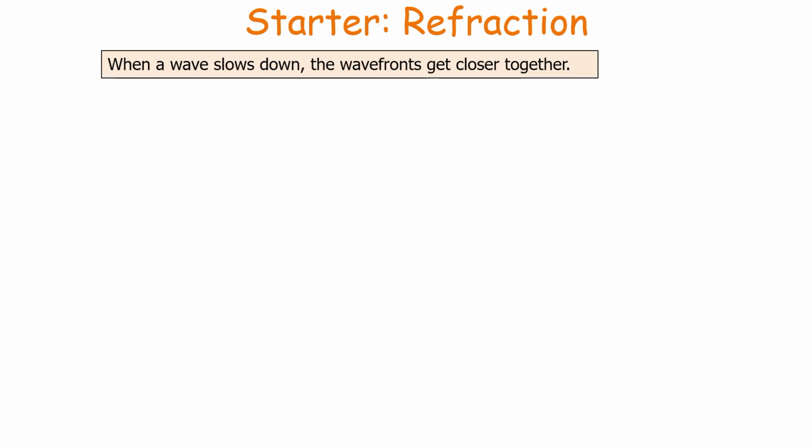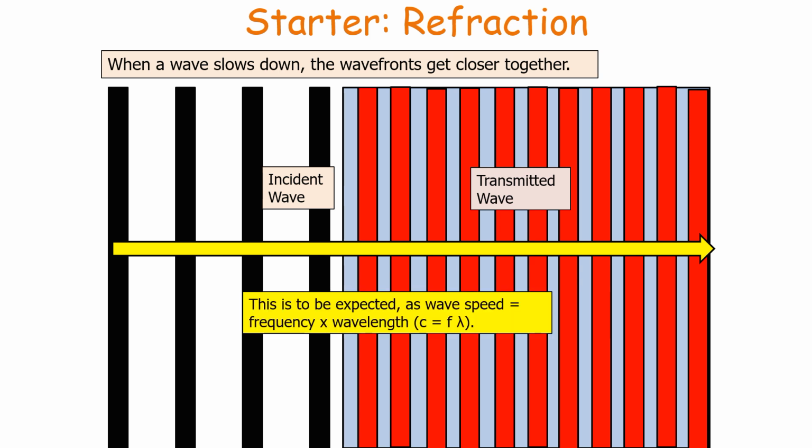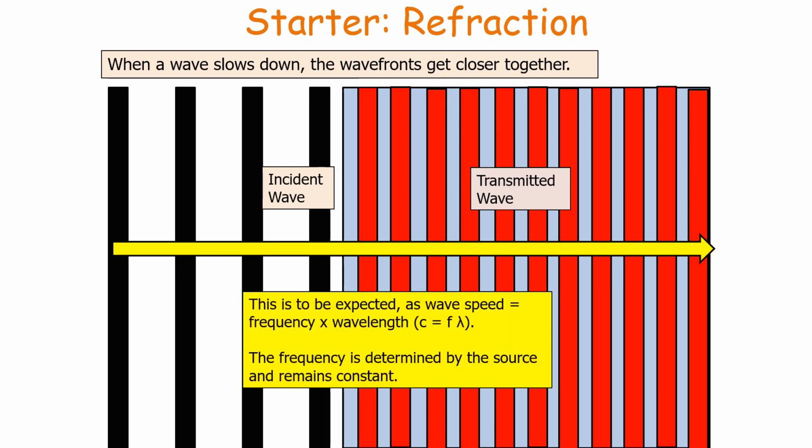Now it's important to note that when a wave slows down, the wavefronts of the wave get closer together, which is shown in the following diagram. Now this is to be expected because wave speed is equal to frequency times wavelength. Now the frequency is always determined by the source of the wave, so it will remain constant in this particular example. So this tells us that if c equals f lambda and f remains constant, then if speed decreases, wavelength lambda must also decrease.